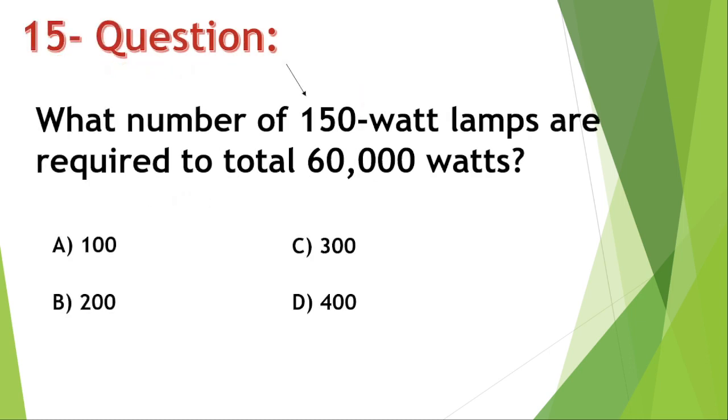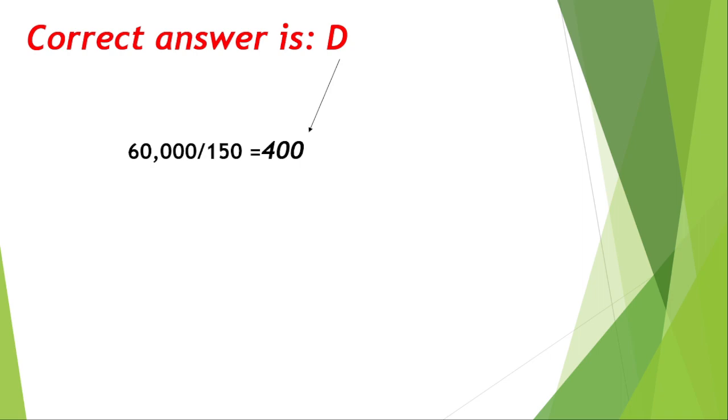Question number 15. What number of 150 watt lamps are required to total 60,000 watts? A. 100, B. 200, C. 300, D. 400. Correct answer is D. Please see the reference.